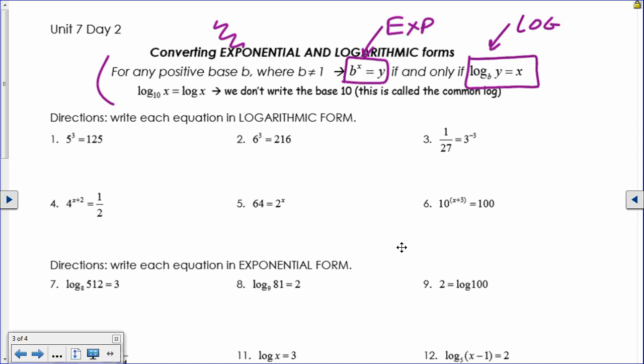So I'm going to show you a little trick. I'm going to write it bigger so that it makes more sense. If you draw a little loop, starting at the b, going towards the equal sign and back to x, that shows you the order of how it should be written in the log. So here I go from b to y to x. That's the order that it will appear in for the log.